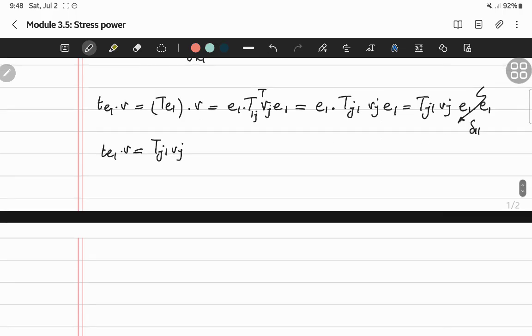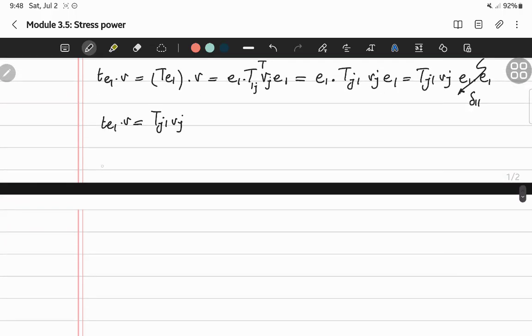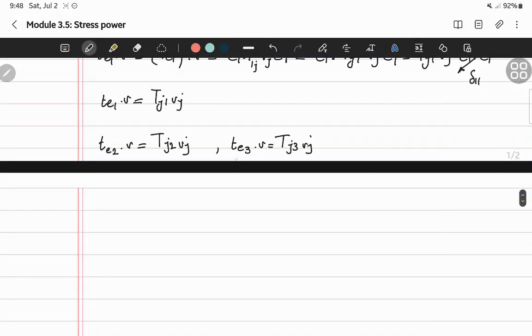And remember here that we can calculate TE2 dot V and get Tj2 Vj, same as here, and also TE3 dot V is equal to Tj3 Vj. All right, so now we have the power related to the surface forces.